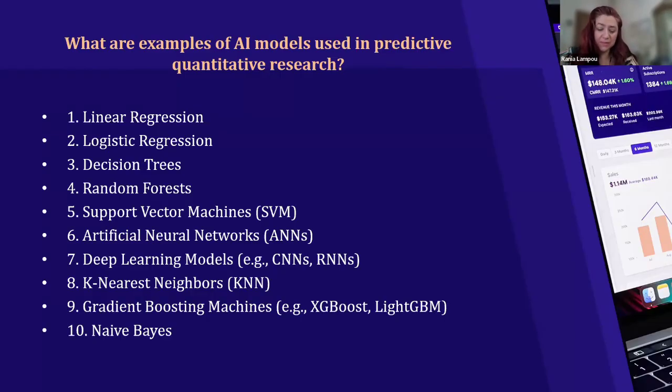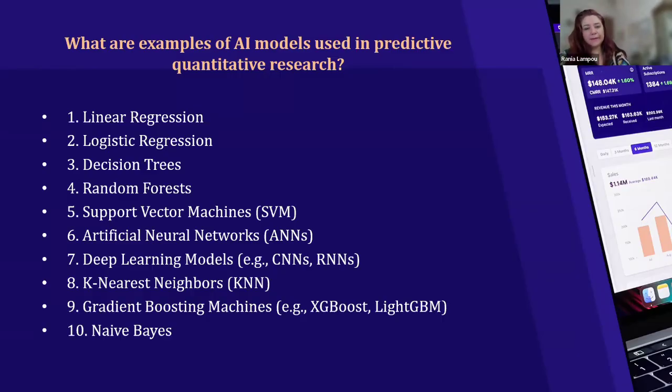Gradient boosting machines, highly accurate predictive models for structured or tabular data. Example, predicting loan default risk with high precision. And naive Bayes, what's the use here? It's a probabilistic model used in classification tasks, predicting likelihood of purchasing a product based on past behavior.